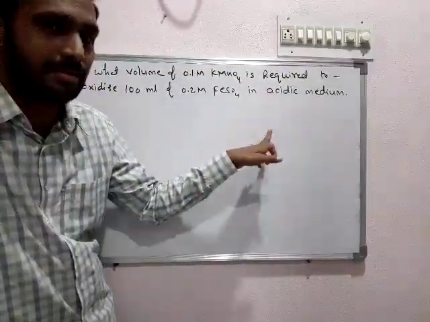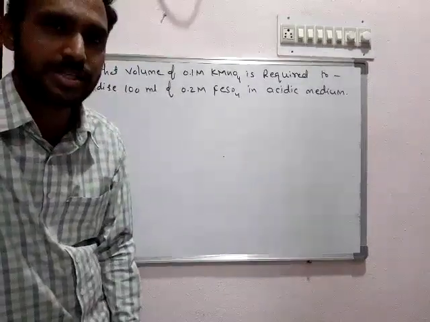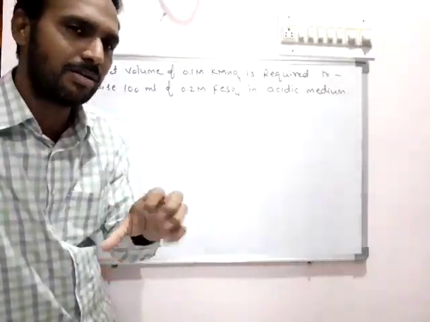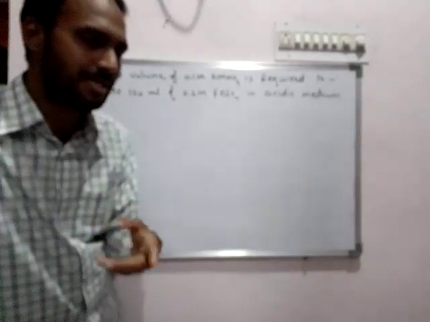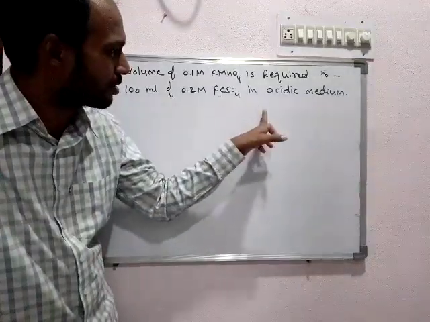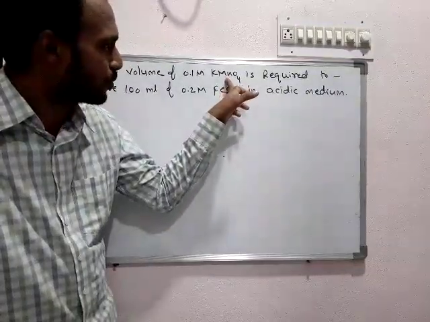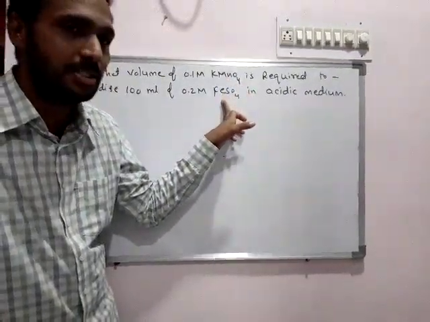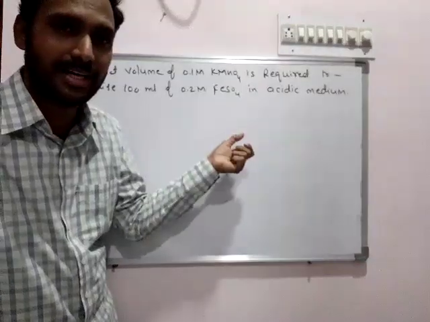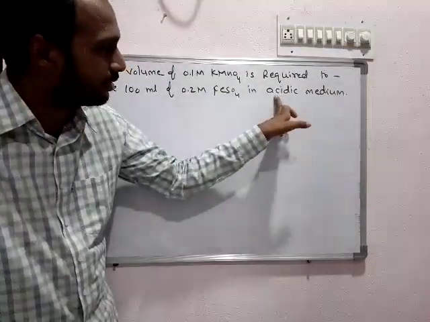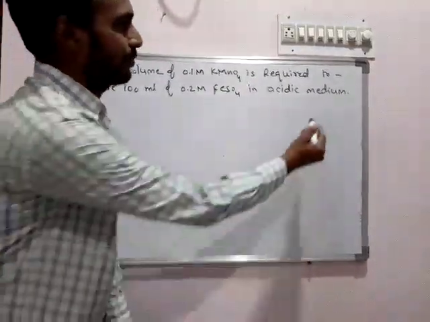FeSO4 is oxidized. Ferrous sulfate, we know, is oxidized to ferric sulfate. Here the oxidized part is Fe+2, which is oxidized to Fe+3. And MnO4- is responsible for its oxidation. So MnO4- itself is reduced. It is given the acidic medium.